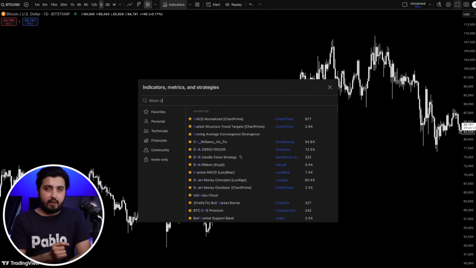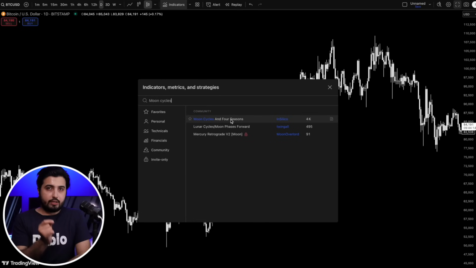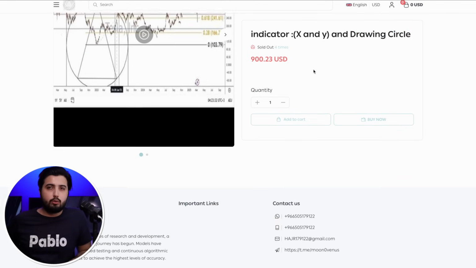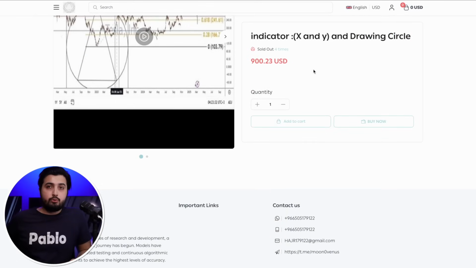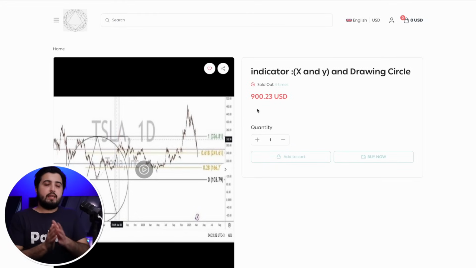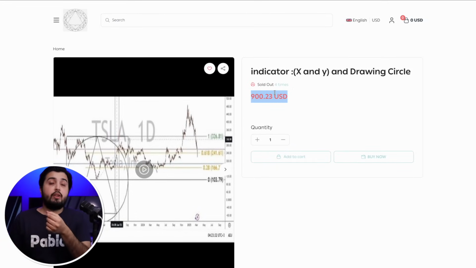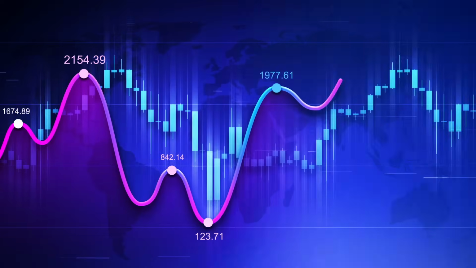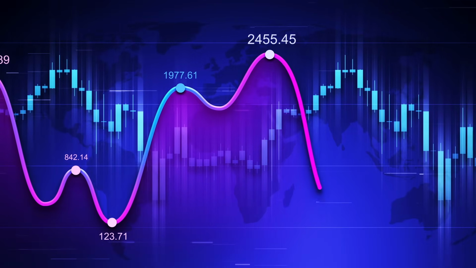So here's what you'll need if you want to try it out. First, a free indicator on TradingView that highlights full moon candles. You need a premium X and Y axis indicator for plotting moon angles, and a circle and square drawing tool that helps visualize entry zones and price behavior. The two premium indicators cost $900 per year, but there's a 7-day free trial which lets you explore the method fully before committing. And during that trial, there's access to a support group where you can ask questions and get help setting it up.